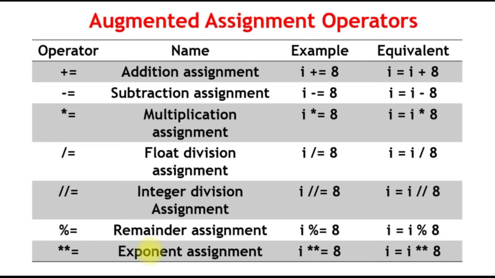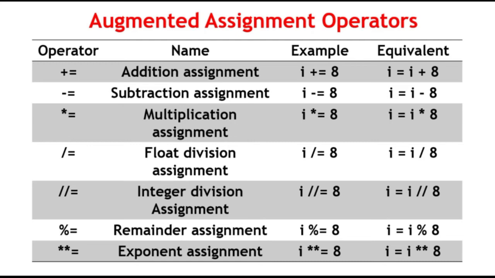So, saan ba ginagamit ang augmented assignment operator? Ginagamit siya kapag same na variables yung nasa left operand at saka right operand. Kumbaga is shortcut lang po siya. Sa mga programmers kasi, kapag redundant yung variable na ginamit sa isang formula, ito ay shortcut nila using augmented assignment operator.